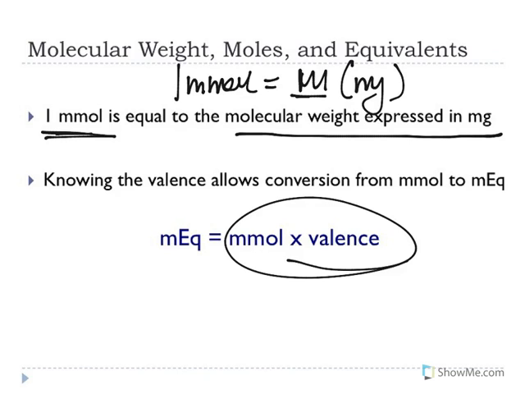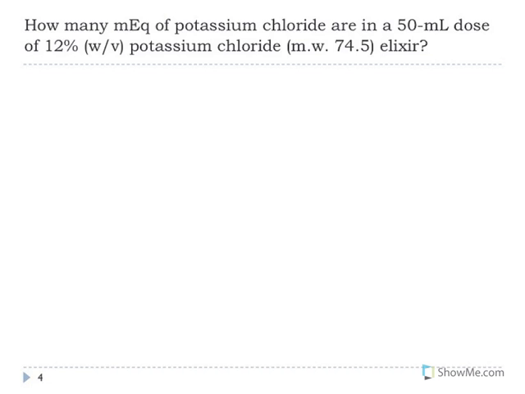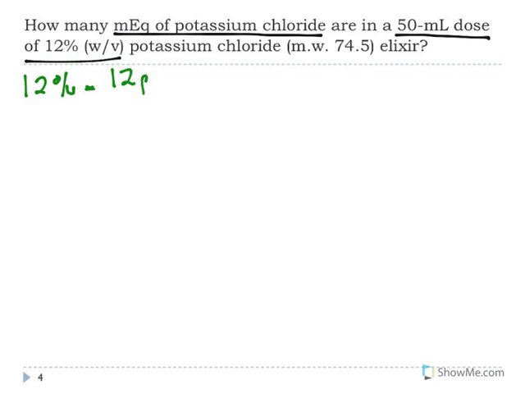So with that in mind, let's go through several examples that will hopefully show you all the ways this could come about. In this first example, we're asked to solve for milliequivalents of potassium chloride. And again, milliequivalents is sort of a way of converting the weight in milligrams ultimately to milliequivalents. So what do we know? We know that we have a 50 ml dose of a 12% solution. So the first thing we've got to do is convert that 12% solution to an actual weight. So remember, what does 12% mean? Well, 12% means 12 grams over 100 milliliters.